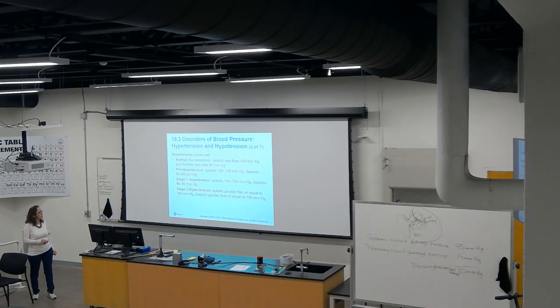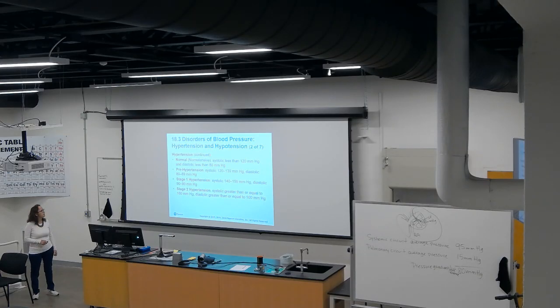So we have a subclassification for blood pressure. We can have prehypertension. Someone can have a systolic between 120 to 139 and a diastolic between 80 to 89. Stage 1 hypertension is when someone has between 140 to 159 systolic and 90 to 99 diastolic. Stage 2 is increased blood pressure greater than or equal to 160 for systolic and greater than or equal to 100 diastolic.